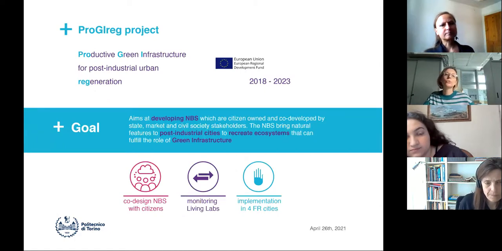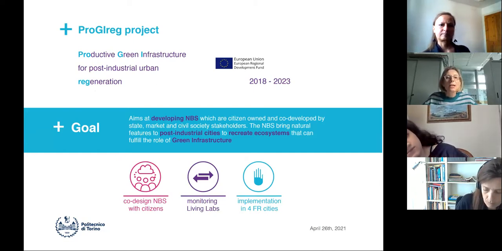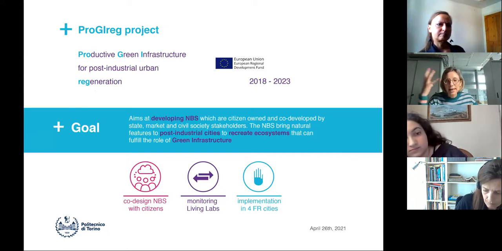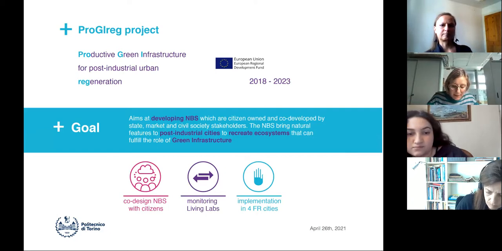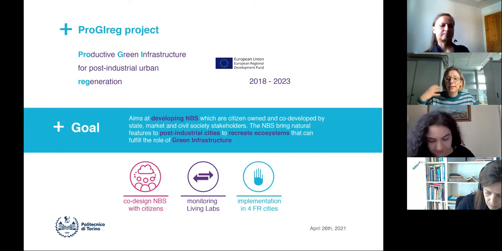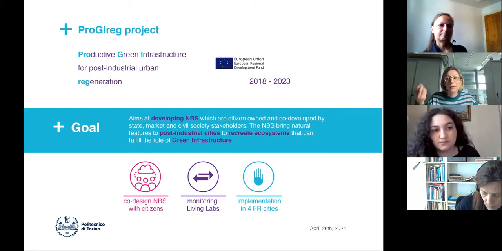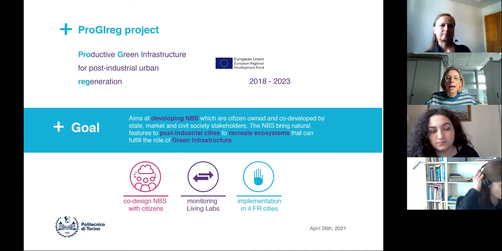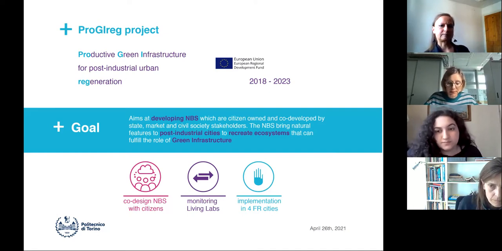The next project that I want to share with you is the proGIreg project. It is a Horizon 2020 project that will finish in 2 years, and it aims at developing nature-based solutions in cities, especially post-industrial cities. Those nature-based solutions should be co-designed with the different stakeholders of the cities, so also with the citizens, and recreate ecosystems in the different territories.